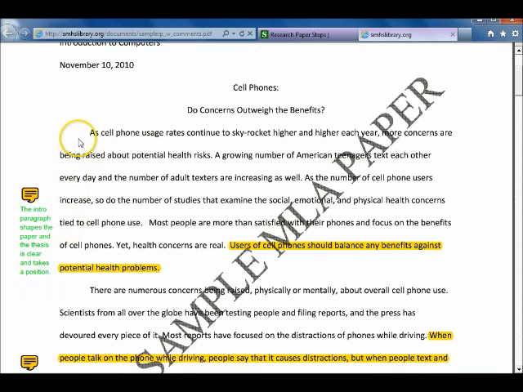As cell phone usage rates continue to skyrocket higher and higher each year, more concerns are being raised about potential health risks. A growing number of American teenagers text each other every day, and the number of adult texters are increasing as well. As the number of cell phone users increase, so do the number of studies that examine the social, emotional, and physical health concerns tied to cell phone use. Most people are more than satisfied with their phones and focus on the benefits of cell phones. Yet, health concerns are real. Users of cell phones should balance any benefits against potential health problems.